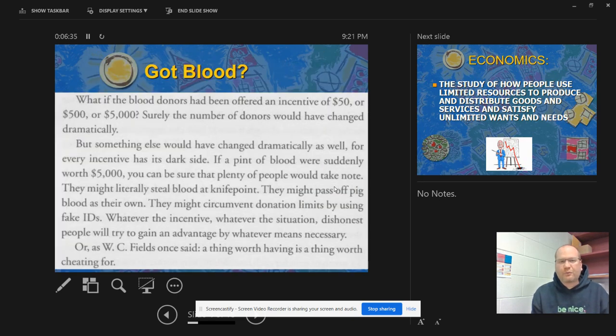The next one says, what if blood donors had been offered an incentive of $50 or $500 or $5,000 to simply go to the blood bank and stick a needle in your arm and they pump out like a pint of blood. But something else would have changed dramatically as well. For every incentive has its dark side. Like we just talked about, people cheat because of incentives. If a pint of blood were worth $5,000, you can be sure that plenty of people would take note.